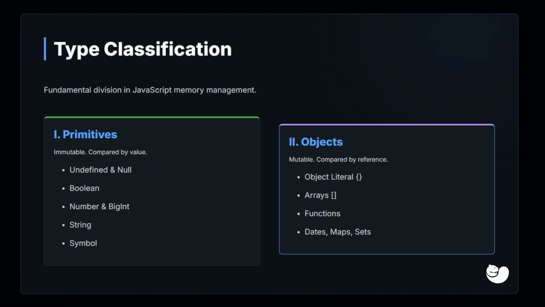Under this mutable category, we group literal objects, arrays, functions, as well as specialized structures crucial for data management, such as dates, maps, and sets.